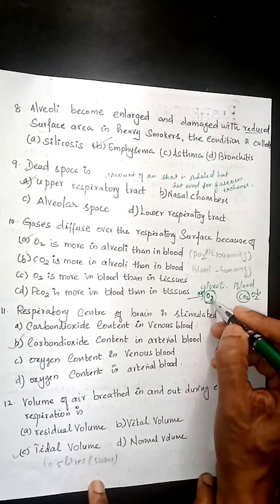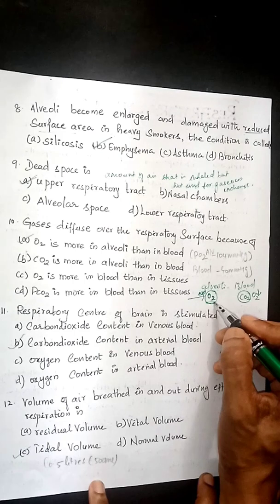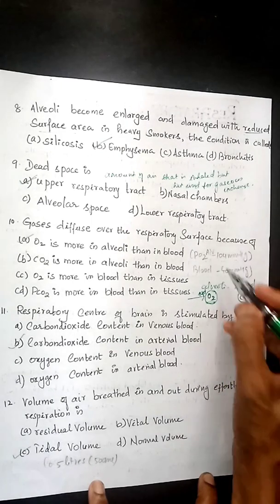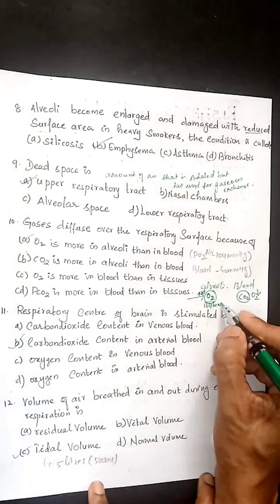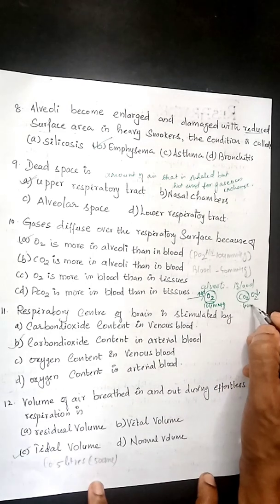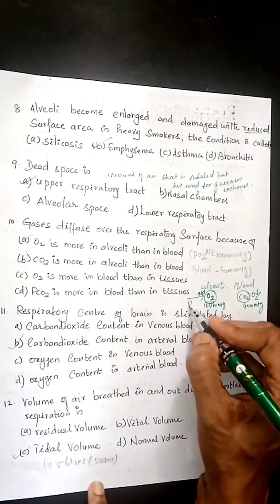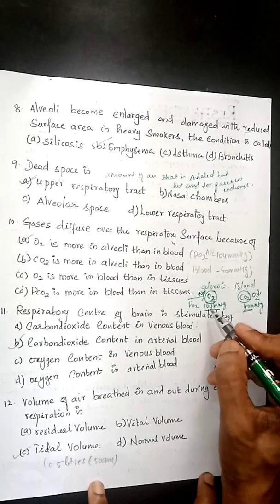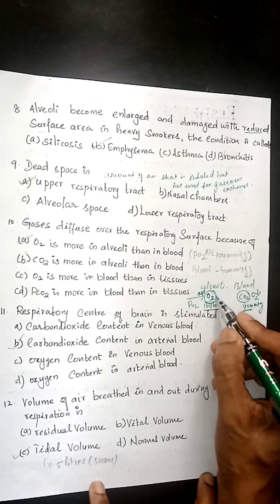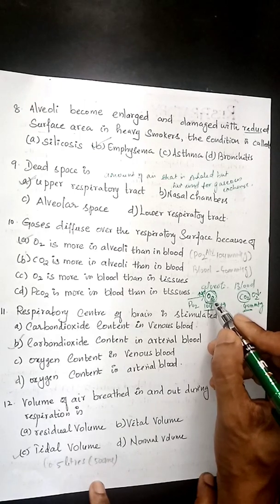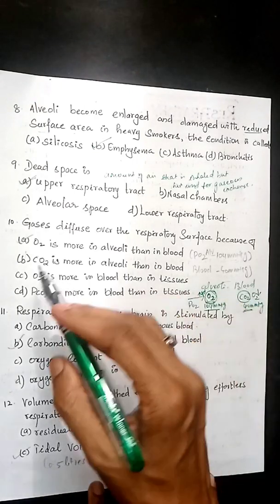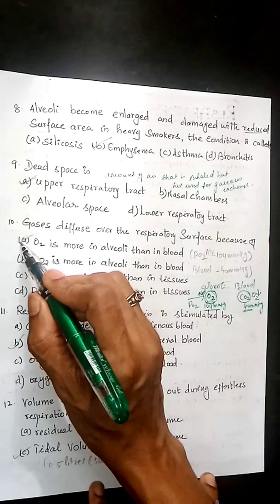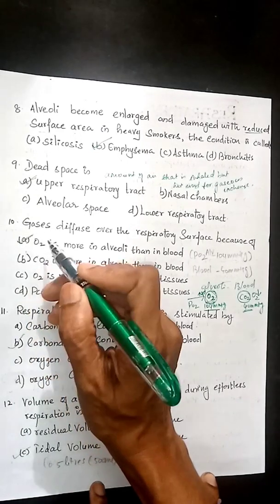So simple diffusion takes place here, that in the alveoli the PO2 level is 104 mmHg and in the blood it is 40 mmHg. Partial pressure of oxygen in the alveoli is 104 and here in the blood vessels it is 40. So due to simple diffusion, the oxygen from the alveoli diffuses to the blood. So the first choice is the correct answer. Oxygen is more in alveoli than in the blood.